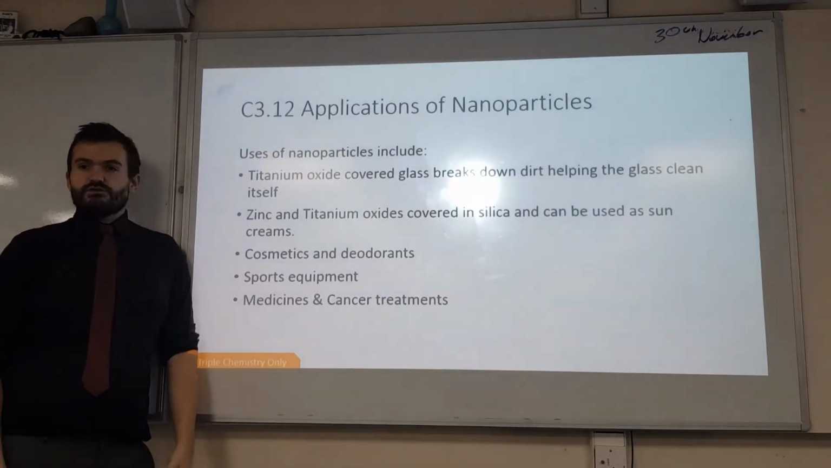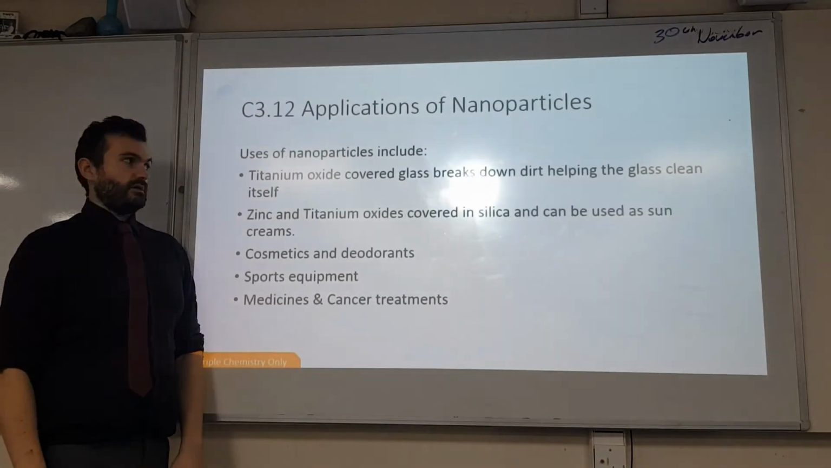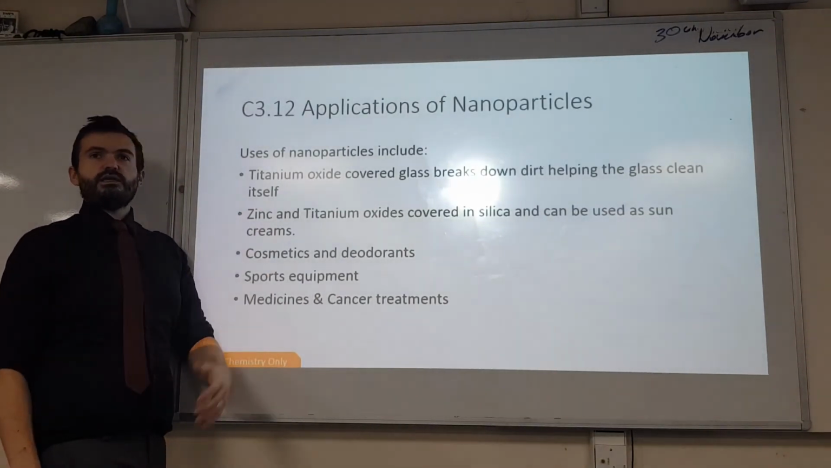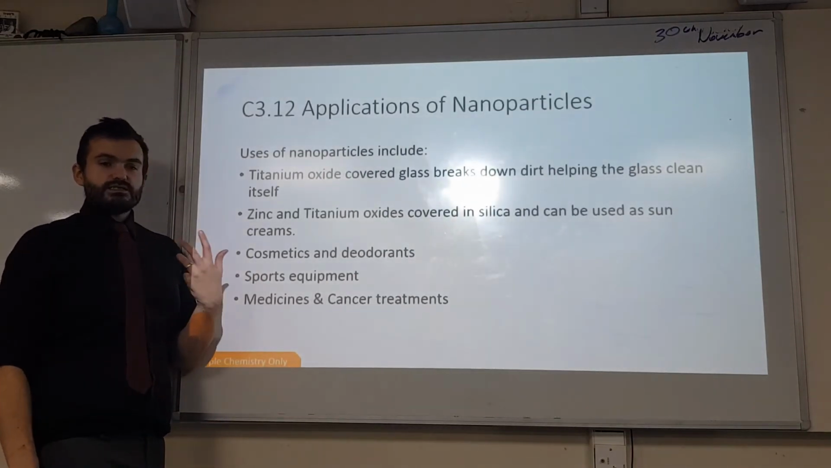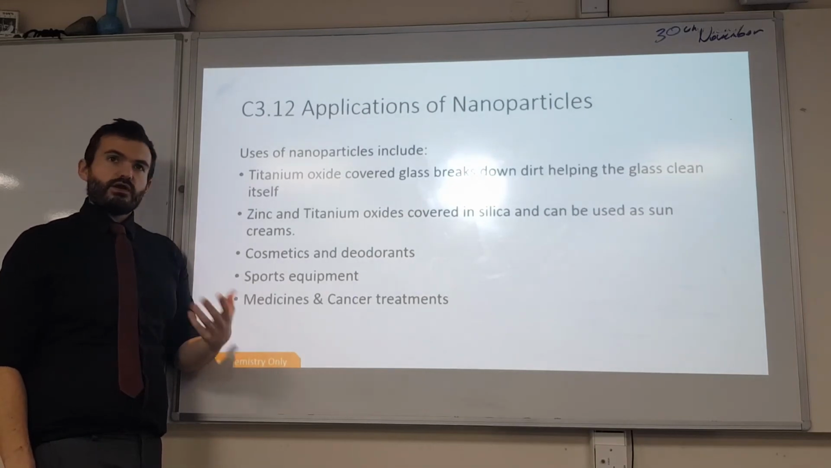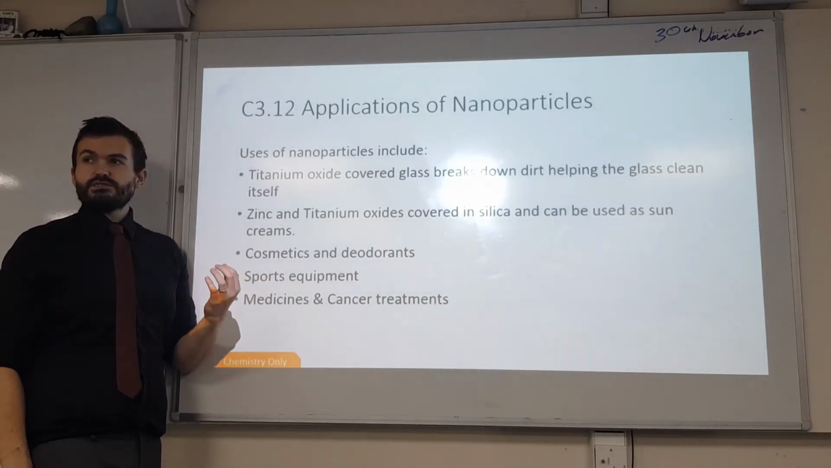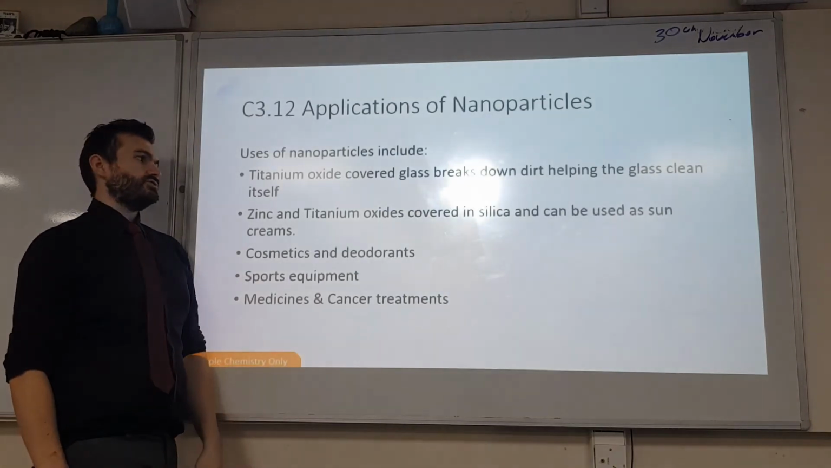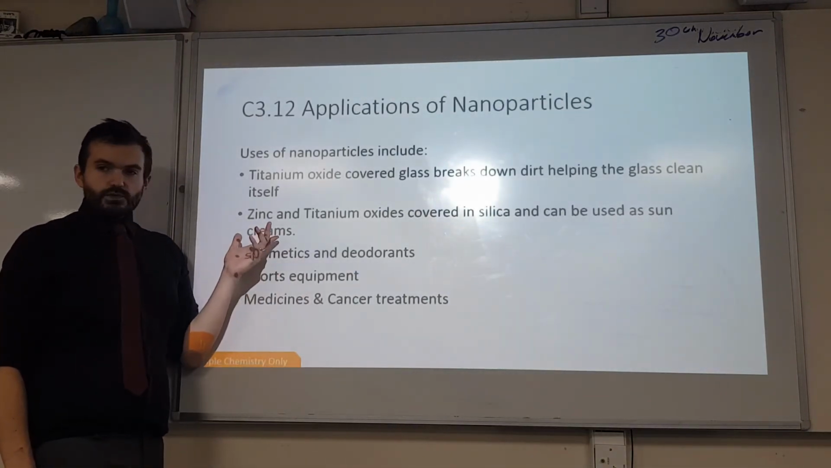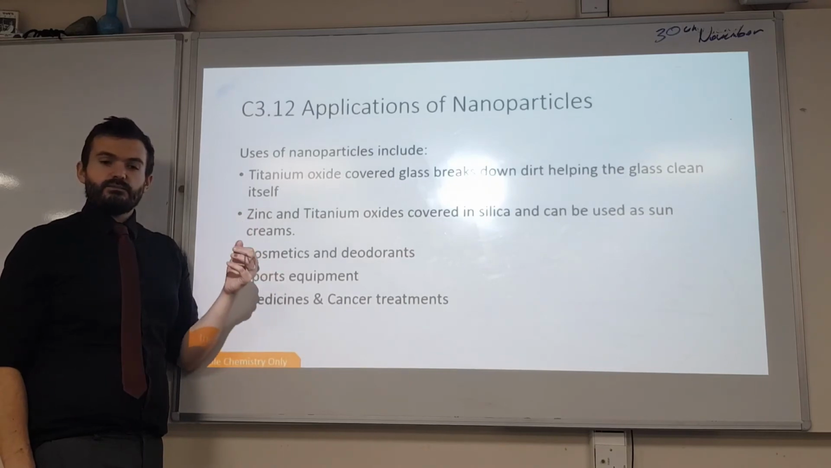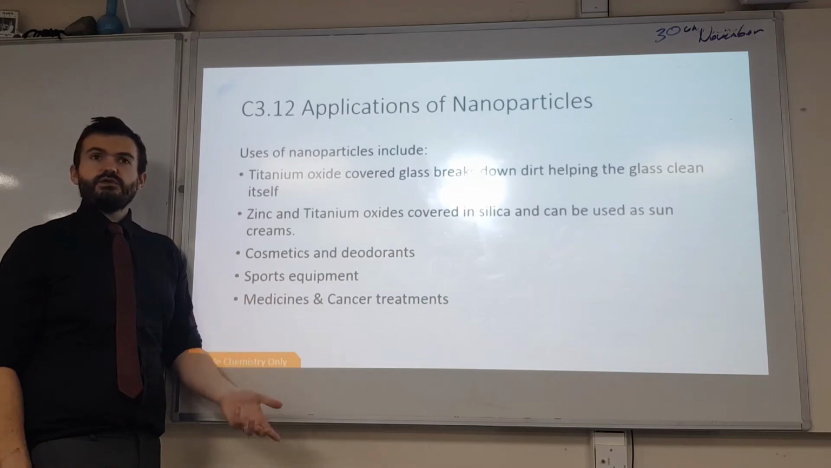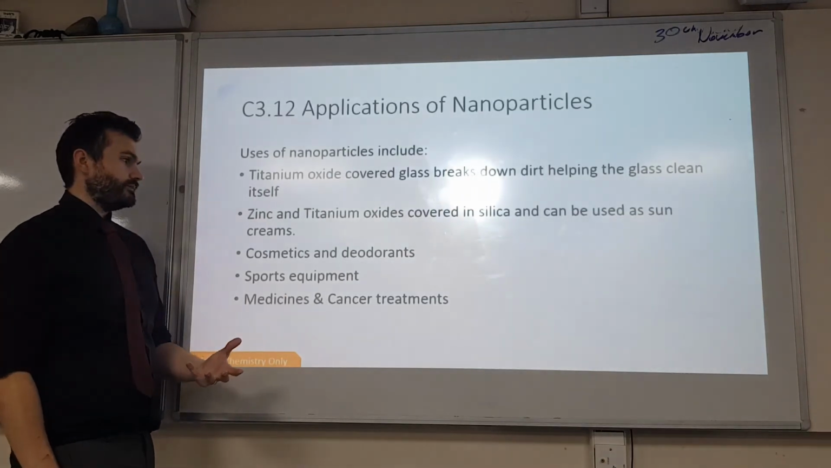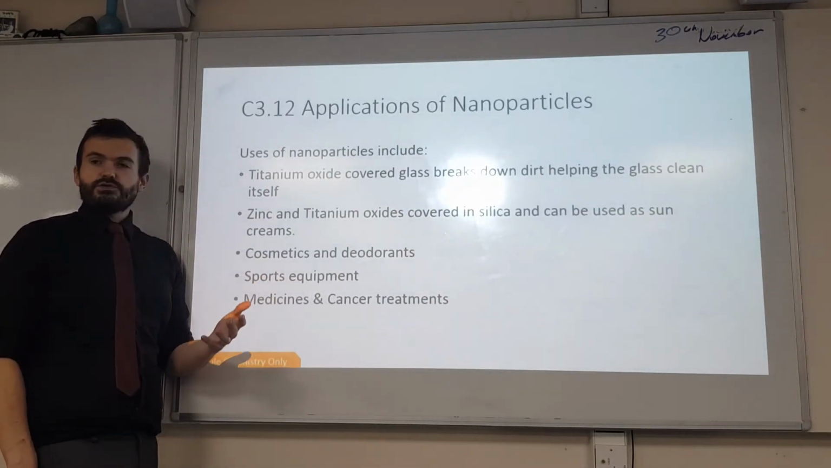So we've got uses of nanoparticles, and we just need to know some examples. We've got self-cleaning glass. The glass itself can have these small titanium oxides, and these small particles of titanium oxide break down the dirt. They make them from larger pieces to smaller pieces, and the rain just helps them wash away. We also have nanoparticles that can be very, very small, but they absorb UV light. If they absorb UV light, instead of your skin absorbing UV light, you can use it as a sun cream and it protects you.